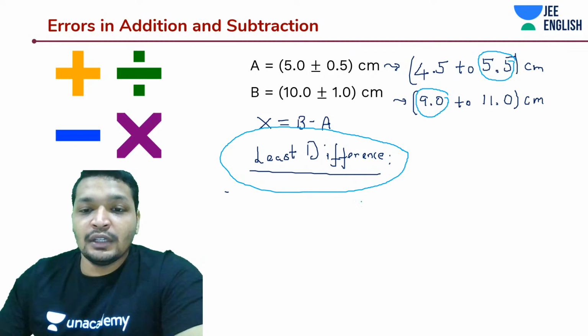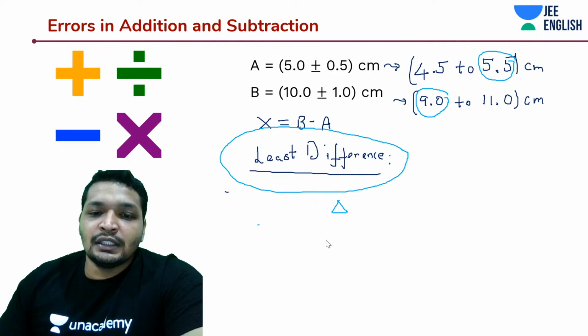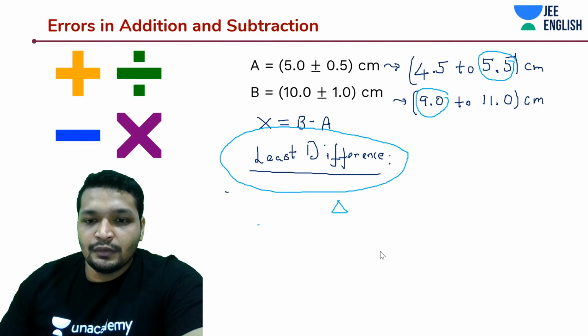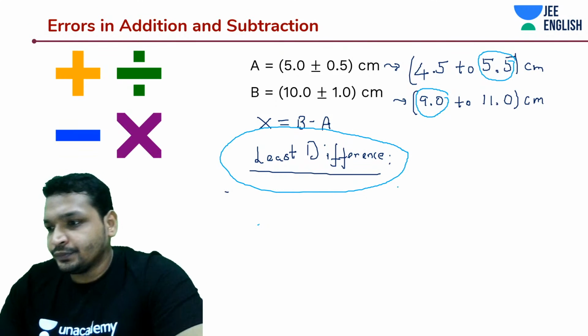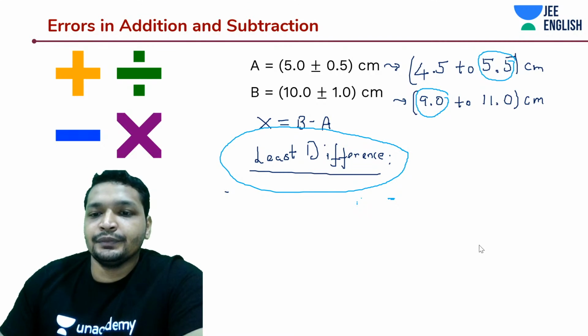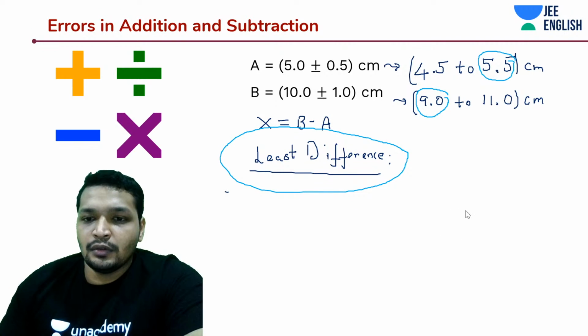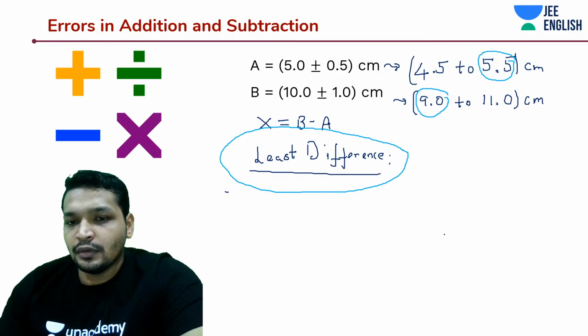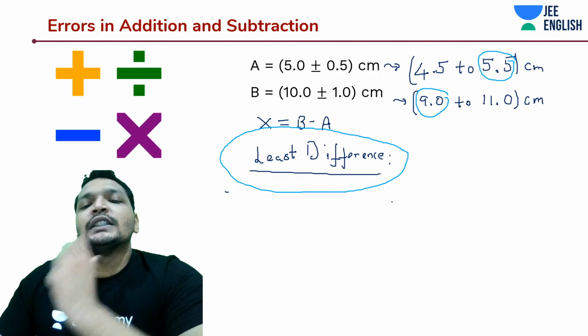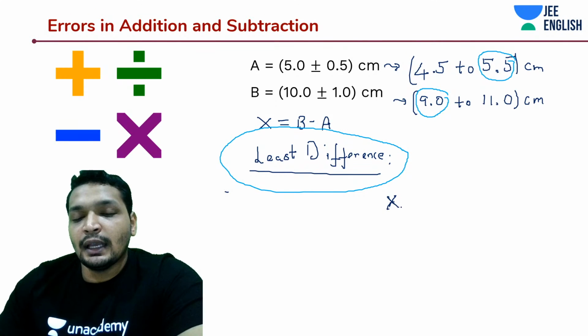What would be your least difference? Your least difference would be, so I'm just calculating the least difference, guys. Okay, use the same color. Maybe just for highlighting, we'll use a different color. So delta x is equal to, this is going to be x minimum.